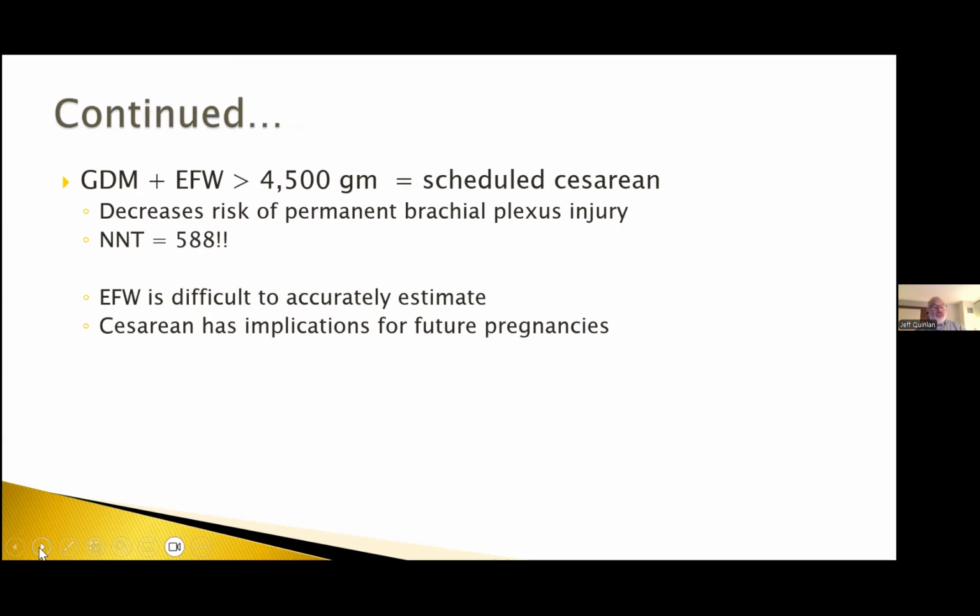The last thing we'll mention here is that if the patient has gestational diabetes and an estimated fetal weight greater than 4,500 grams, the recommendation is to schedule cesarean delivery. The reason is that there is evidence that it decreases the risk of permanent brachial plexus injury. But as you can see, you need to do 588 cesarean deliveries to prevent one case. So it's an awful lot of cesareans to prevent one case of brachial plexus injury.